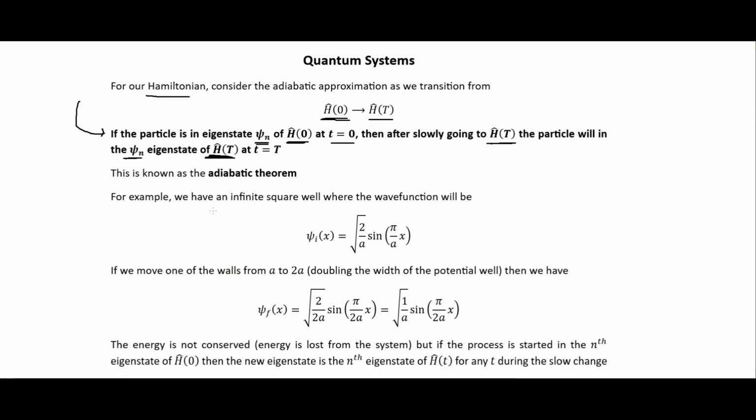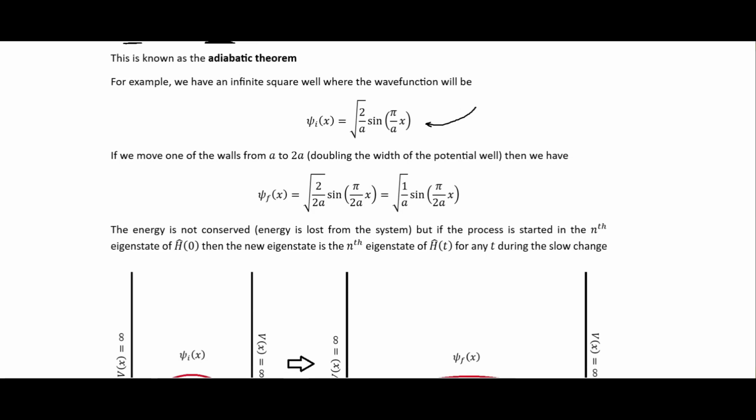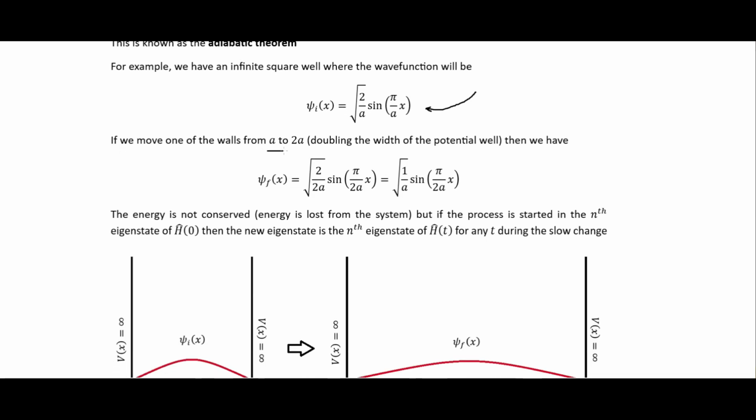And so, for example, we have an infinite square well where this is our wave function that we got in a video quite a long time ago. So if we move one of the walls from A to 2A, so doubling the width of the potential well, then we end up with this. So we have to put a 2A in for each of these A's. That one will cancel with that one, so we end up with this. So like I said, the energy is not conserved, so energy is lost from the system as we make this expansion, but the process is started in the nth eigenstate of this Hamiltonian, and the new eigenstate is the nth eigenstate of this Hamiltonian for any t during the slow change.